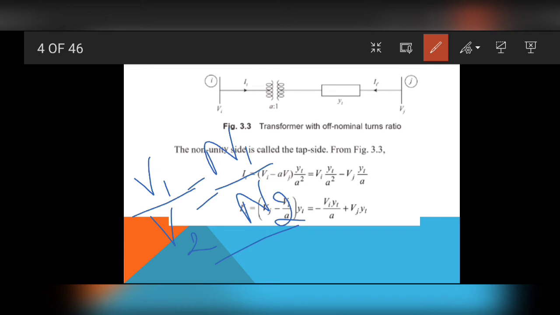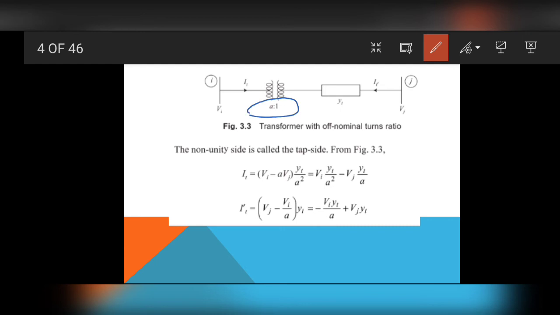But sometimes because of the voltage which keeps on changing and there is an adjustment of the voltage which needs to be done, so a tap changing facility is provided. So in that case, when the turns ratio is different from the ratio of rated voltages, the ratio is said to be off nominal ratio. This is the off nominal ratio of the transformer, that is A:1, which is present between ith bus and jth bus, and this is the value of this, that admittance of the transformer.